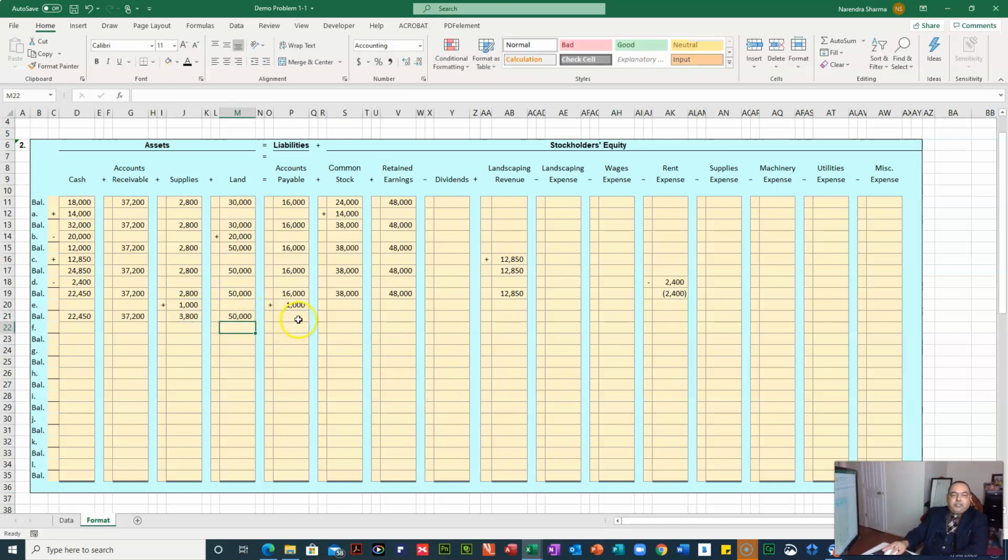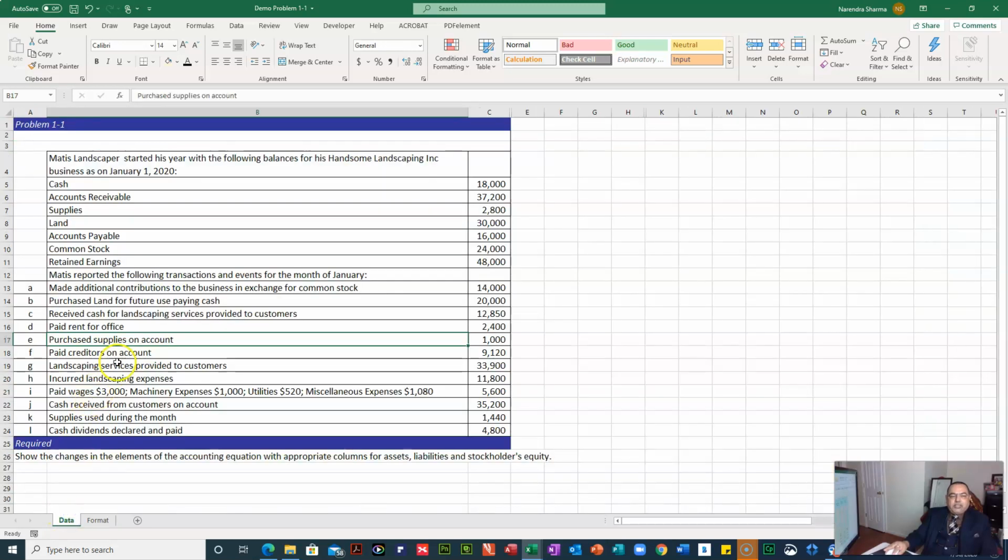Land will be 50,000 and accounts payable will be 17,000. Common stock will be 38,000. Retained earnings is 48,000 and landscaping is 12,850, and rent expense of course will come down as minus 2,400. So that is how we will handle that number E. Let's go and see what is the next transaction.